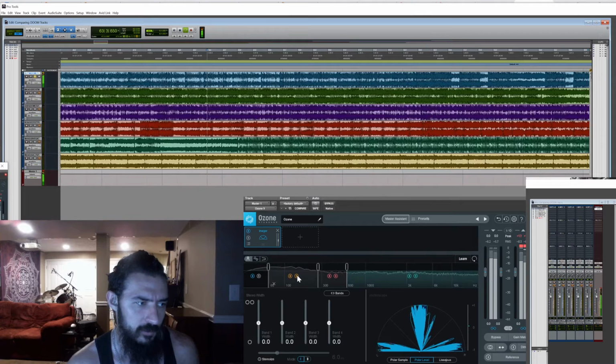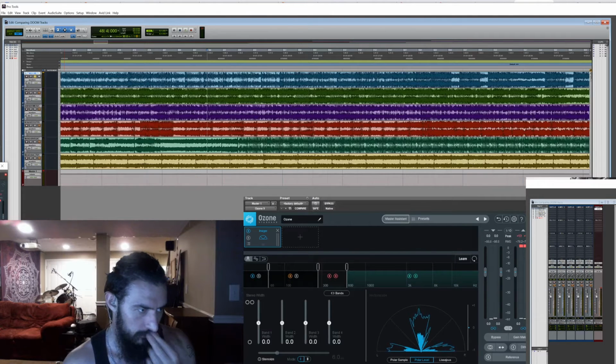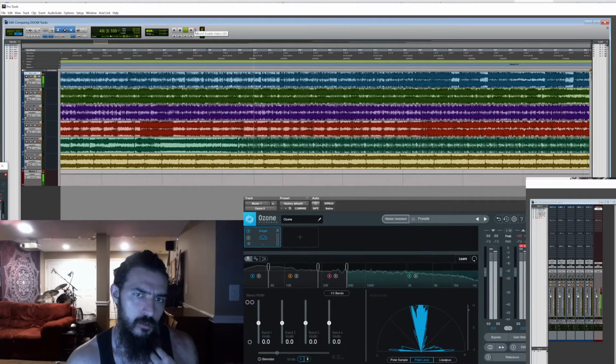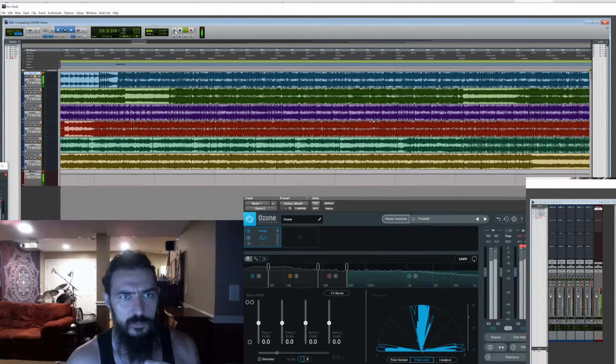Yeah, that's definitely what I need. I need more information like below 300 Hertz in my stuff, I think. More useful information at least. I wonder if I can isolate.